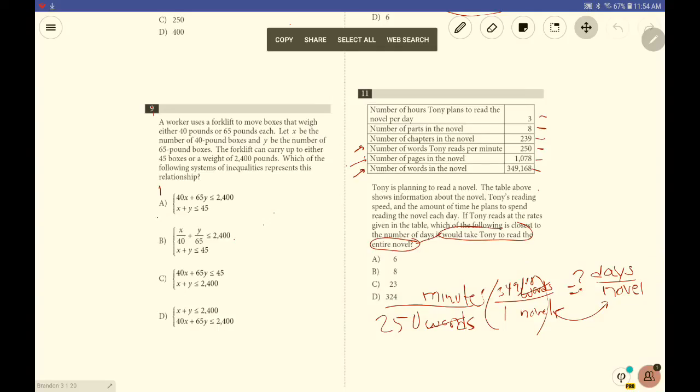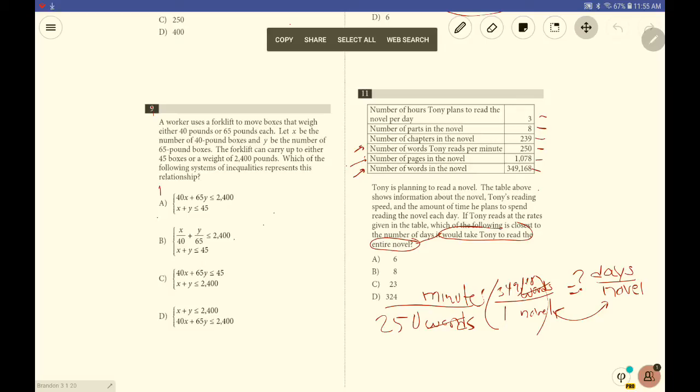Hey Brandon, so this is the second part of reviewing the work we did yesterday. We're starting with section 4, problem 11, the problem about Tony and his reading of his novels. The question is, again, we want to read the question first: what is the number of days it would take Tony to read the entire novel?